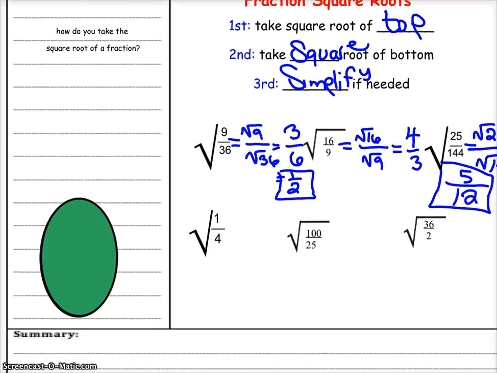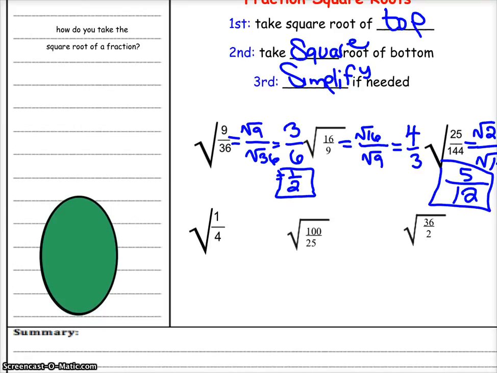Going down to the next one, this can get tricky because a lot of kids forget that 1 is a perfect square. What number times itself gives you 1? 1. Over, what's the square root of 4? 2. How are you feeling on this? Right? You should always be checking, do I feel good about this? Do I feel like I could do this on my homework?